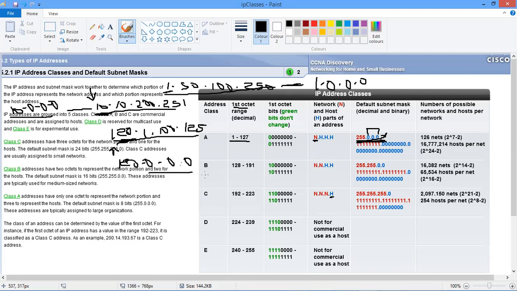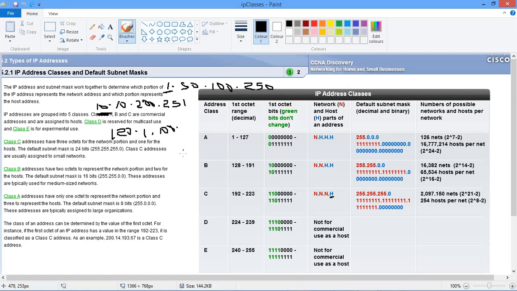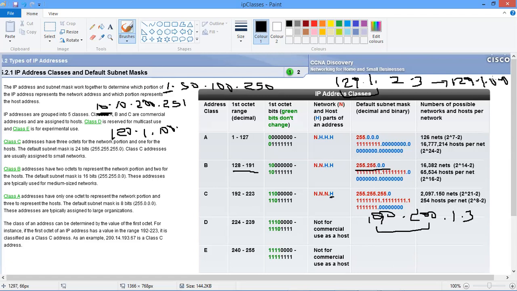Then coming to class B. Class B is any IP address that starts from this range. That means 129.1.2.3 is class B, or 130, or say 190.200.1.3 is class B. Now, all class Bs have this as their default subnet mask, meaning that the first 2 octets belong to the network. So in that case, the network address of this IP address is 129.1.0.0. That is the network address.